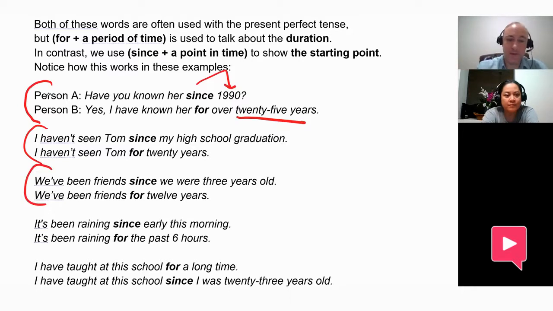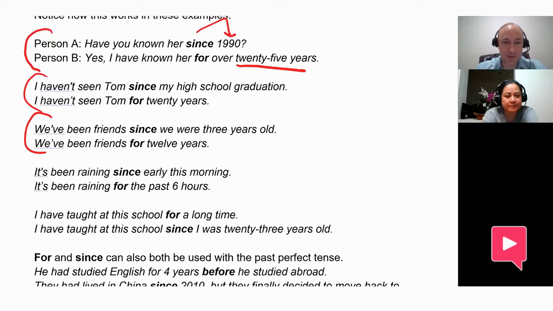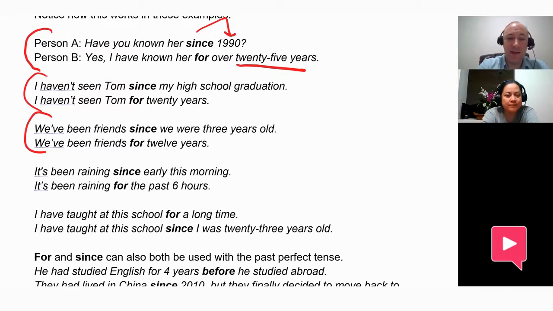Let's try this one here. We've been friends since we were 3 years old. We've been friends for 12 years. Good. Okay, so those are since and for. So again, notice that since is the starting point. For refers to the duration of time.